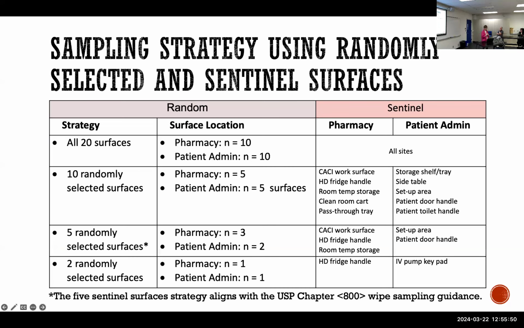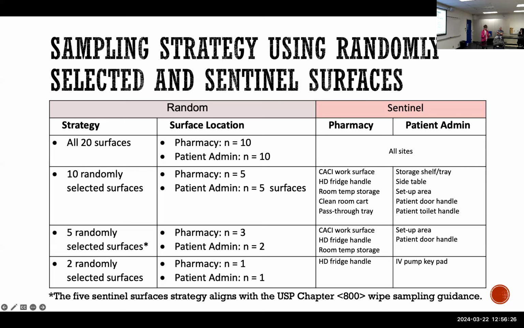Okay, so I mentioned that the first strategy was to use random surface selection, and important to note here that we made sure to split as evenly as possible the surfaces that were sampled relatively equally between pharmacy and then the patient administration areas. Because again, we know from our studies as well as others that contamination pretty much is door to door in these facilities. So it doesn't stop at the pharmacy, so our sampling needs to also be conducted beyond the pharmacy.